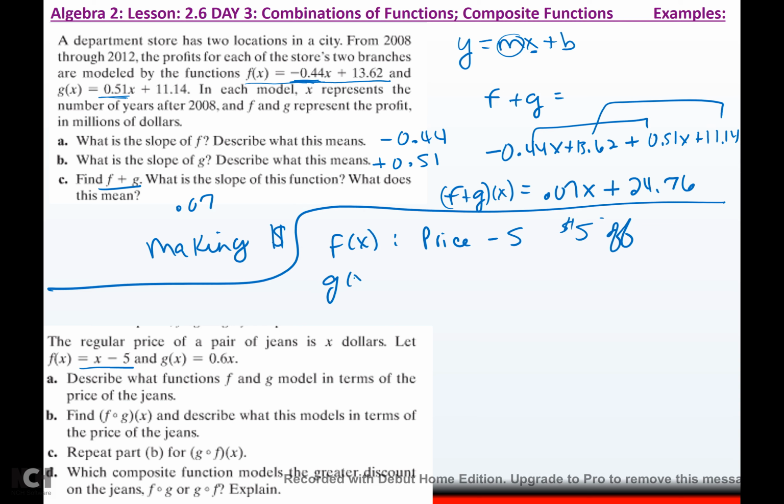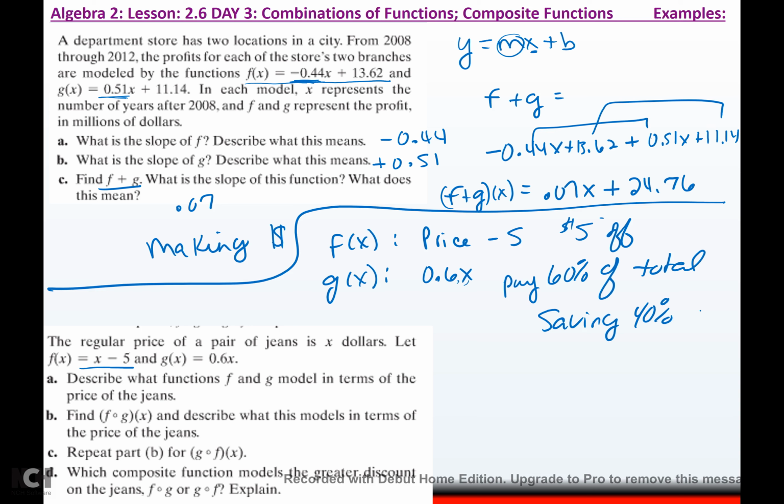g of x says you're going to be 0.6x. If you make that a percent, what that means is you're going to be paying 60% of the price. Okay, that's what this means. 0.6 times x means 0.6 of the price, which means you're paying 60% of the total. Or you can look at it, which means you are saving 40%.